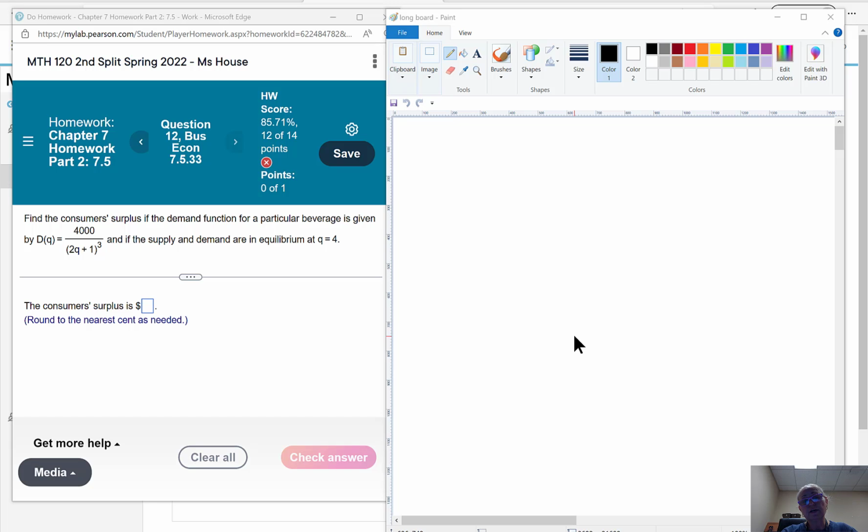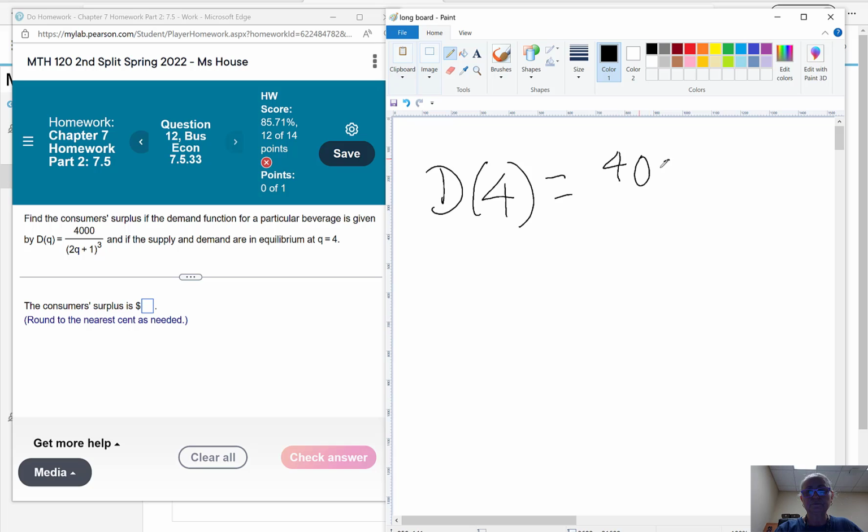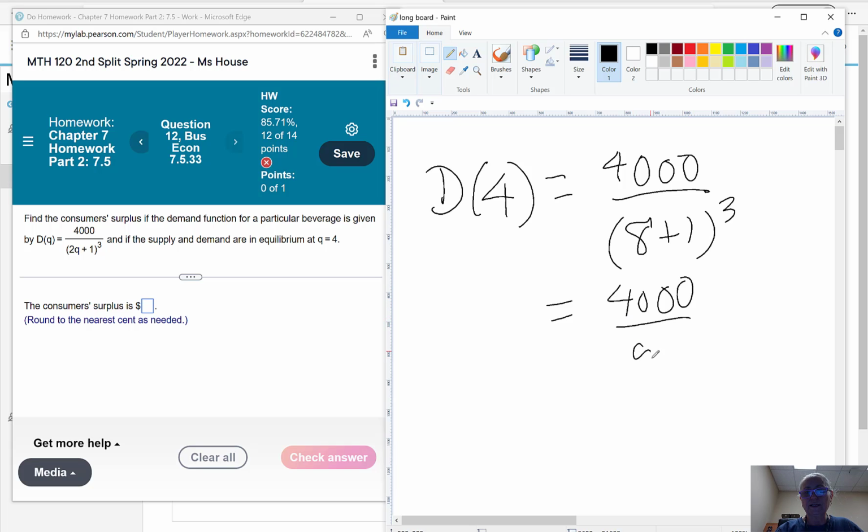Okay, now we're going to find consumer surplus. And we're going to start out very similar to the way we did producer surplus. We're going to take the function, and this time it is the demand function, and we're going to evaluate it at the equilibrium. Okay, that's equilibrium 4. They give us that. So that's 4,000 divided by 2 times 4, which is 8 plus 1 cubed. So that's 4,000 over 9 to the third.